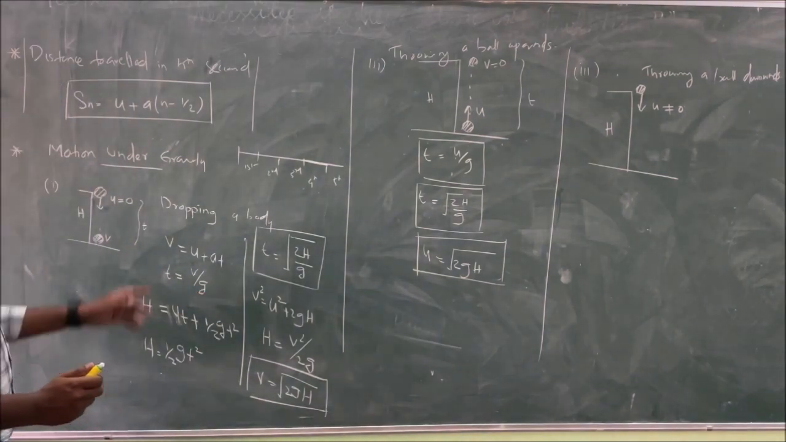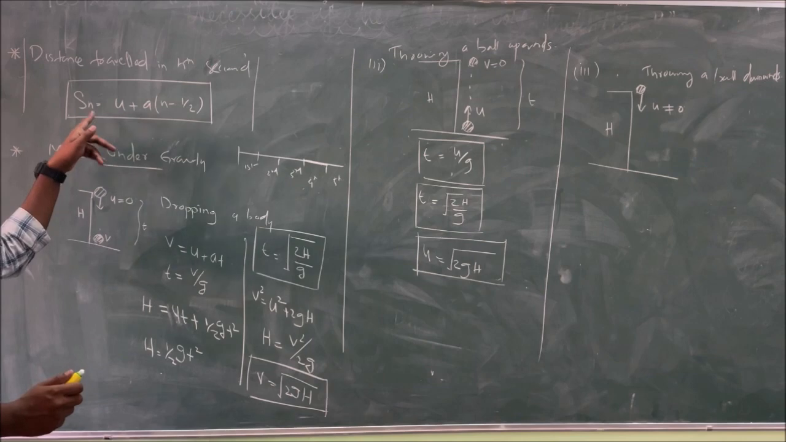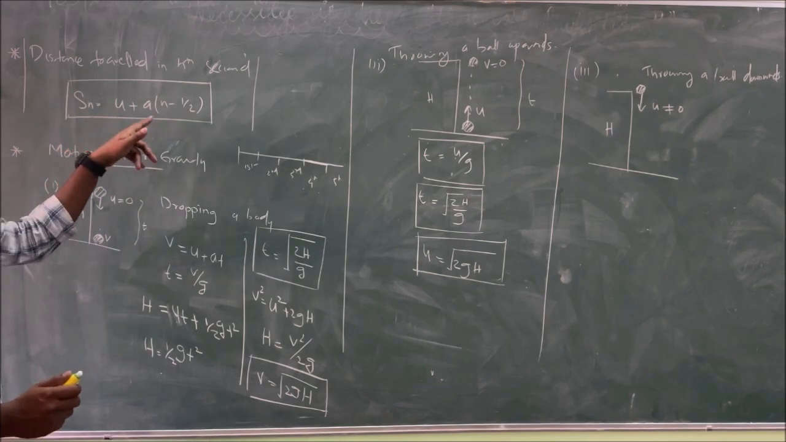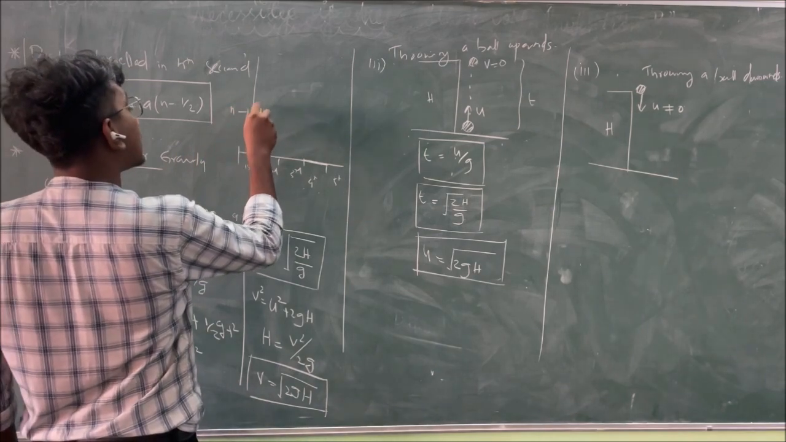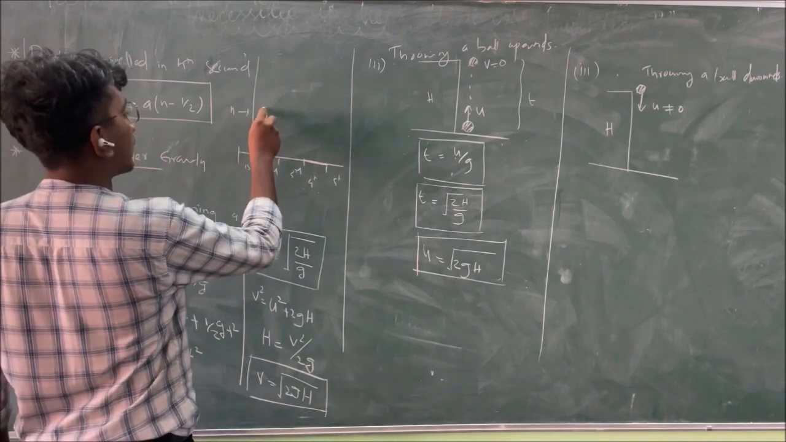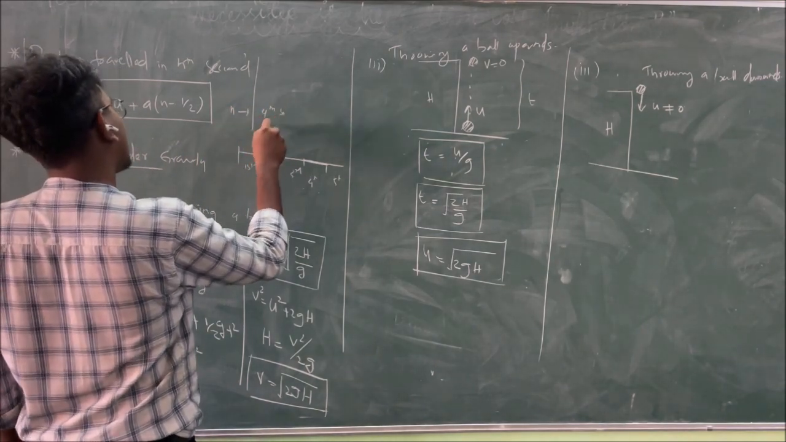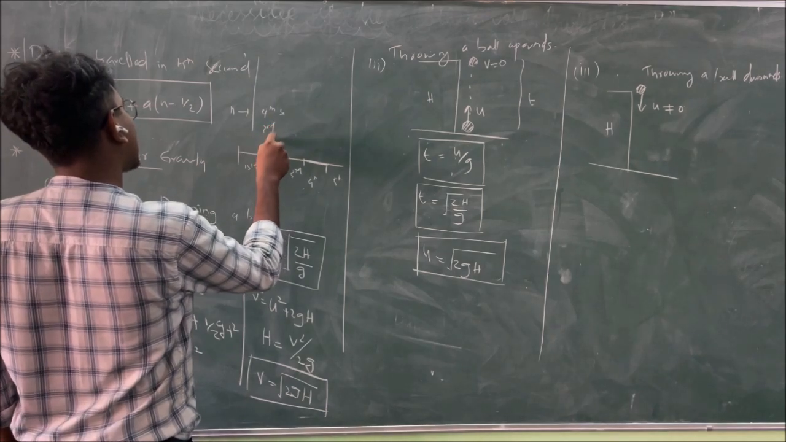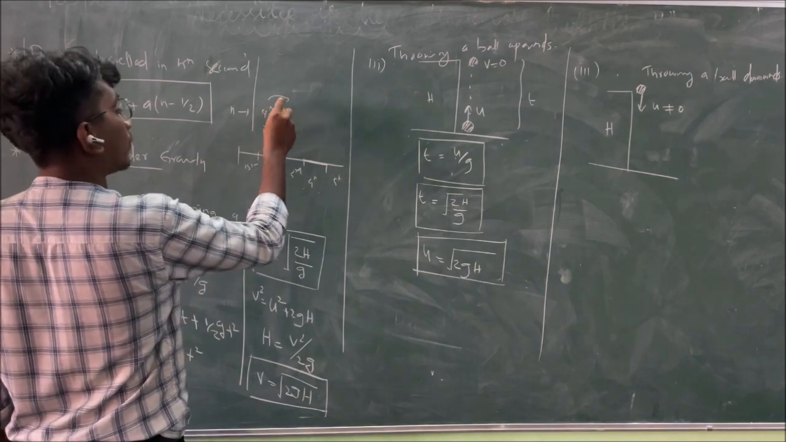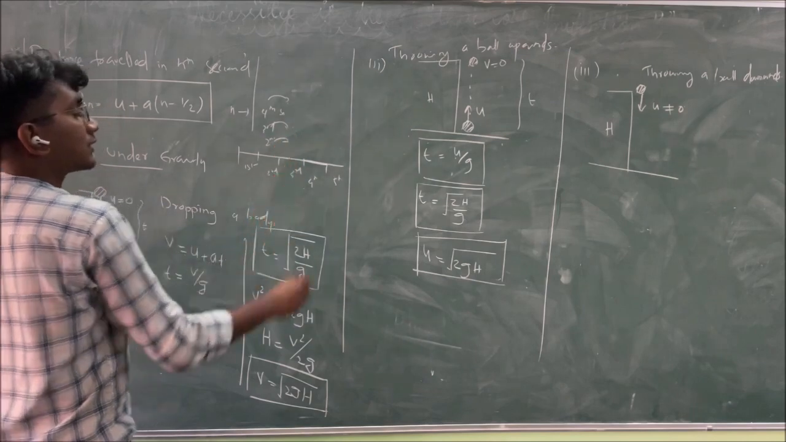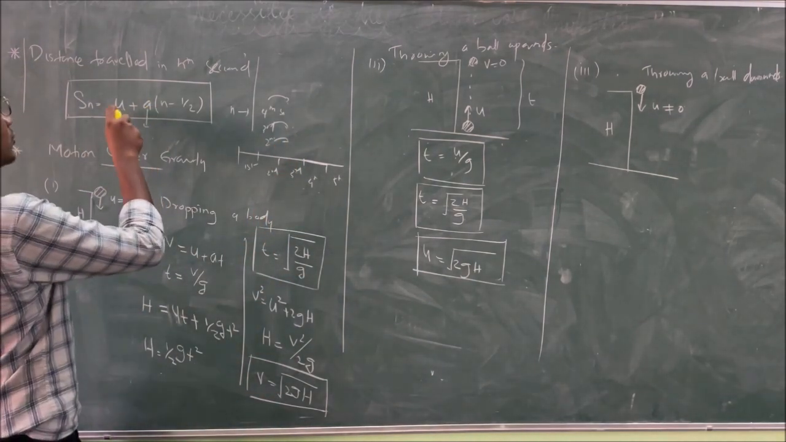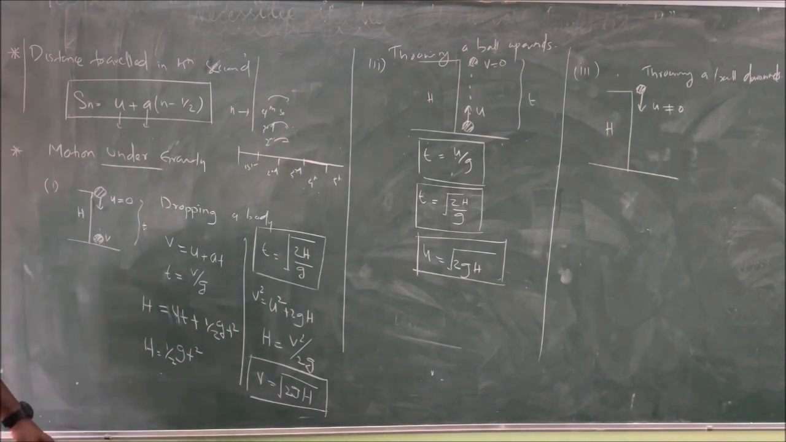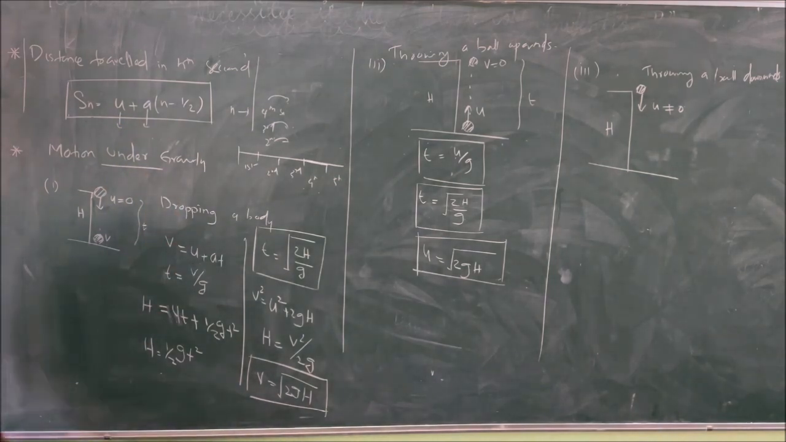So the equation is Sn is equal to u plus a into (n minus half). Okay, so where n is which second? It will be fourth second, third second, second second. So here n is 4, here it is 3, here it is 2, like that. So a is acceleration, u is initial velocity. Okay, that equation is same. Next we are going to talk about the motion under gravity.